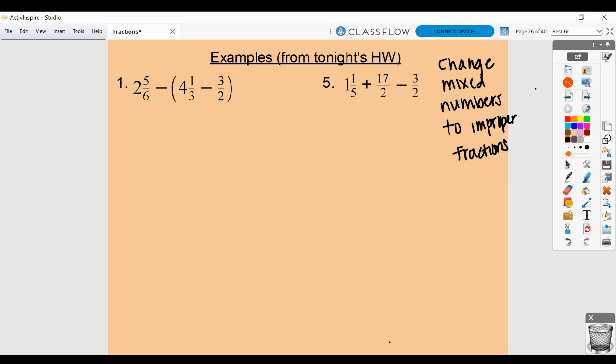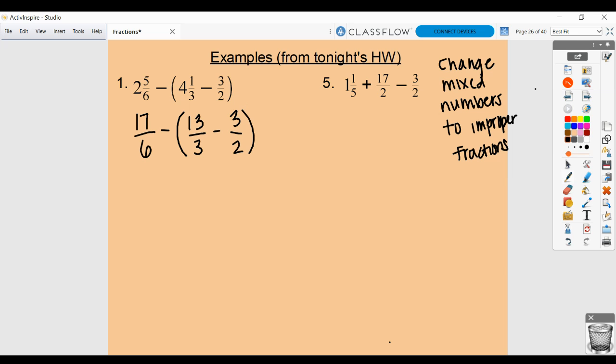To change them over to improper fractions, remember you multiply the denominator and the whole number and then add the numerator. So 2 times 6 is 12. 12 plus 5 is 17. 4 times 3 is 12, plus 1 is 13. And then we have the 3/2.